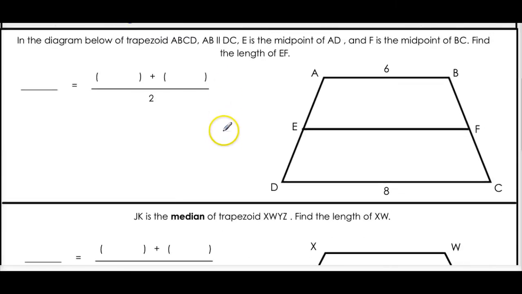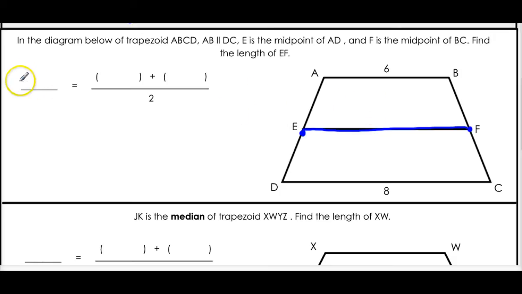Let's try it in practice. In the diagram below of trapezoid ABCD, E is the midpoint of AD and F is the midpoint of BC. So that is our midsegment. All right, so that means EF is our midsegment. Find the length of EF.